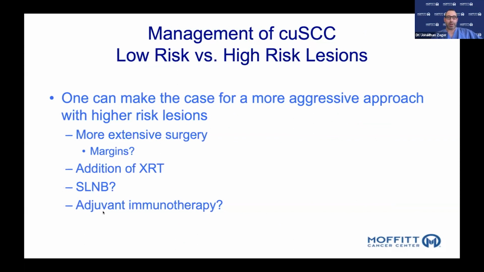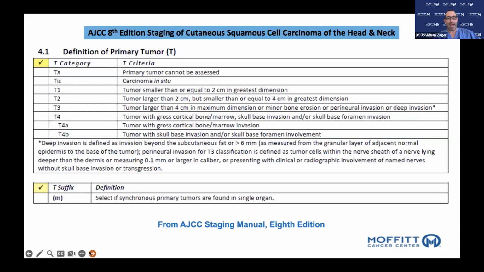First, we're going to break it up into what's really considered low and high risk lesions, because the treatment starts to differ when you talk about low and high risk lesions. And one might be able to make a case for a more aggressive approach with higher risk lesions: maybe wider margins, the addition of radiation after surgery, maybe adding some nodal lymph node evaluation, and in the future, possibly even some adjuvant post-surgery systemic immunotherapy to help prevent it from coming back.